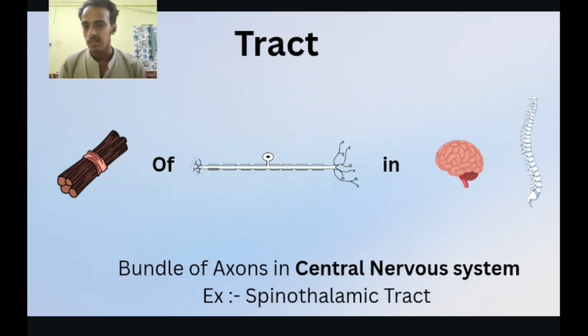Now, the same collection of axons or a bundle of axons, but not in the peripheral nervous system, actually in the central nervous system, is called a tract. We have heard about various tracts in neuroanatomy. We have the corticospinal tract, spinothalamic tract, and various other tracts. These are collections of axons.